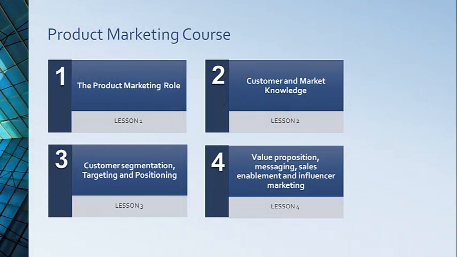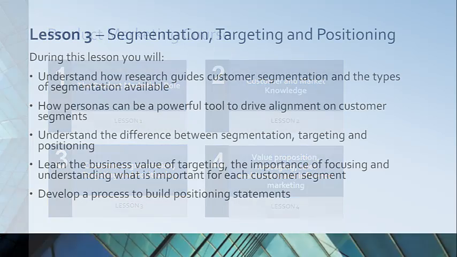By now you should have completed the product marketing role on lesson 1. You should know about customer market knowledge. You should have a good understanding of your competition and how the market is organized. Think about how you're going to get feedback from customers. Now we're going to focus on how we use that knowledge that we gained in lesson 2 to build an effective customer segmentation model, targeting and positioning.